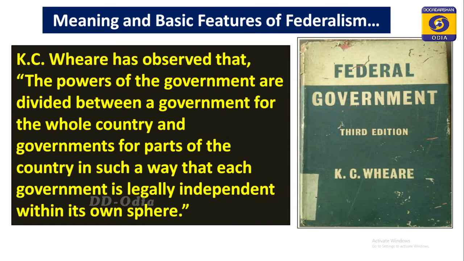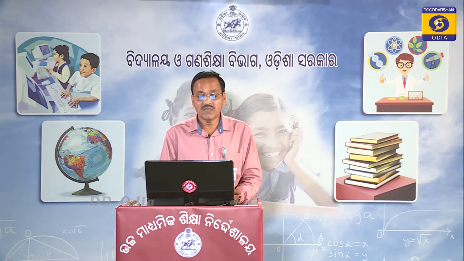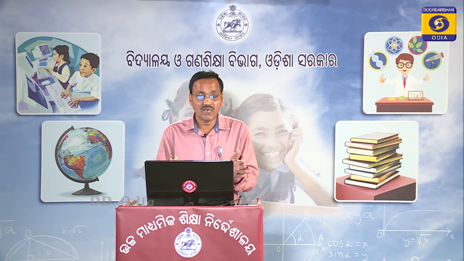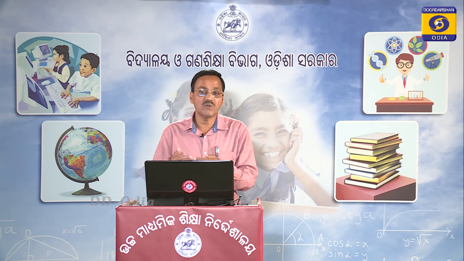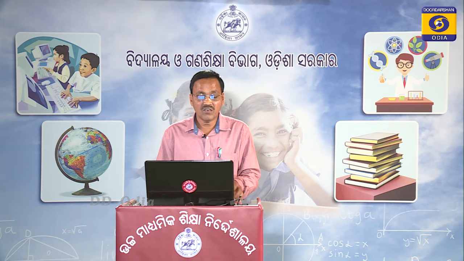Casey Hoyer remarked that the powers of the government are divided between a government for the whole country and governments for the parts of the country, in such a way that each government is legally independent within its own sphere. So that is why there is a division of power. One government is for the whole country, the other governments are for the units or states.